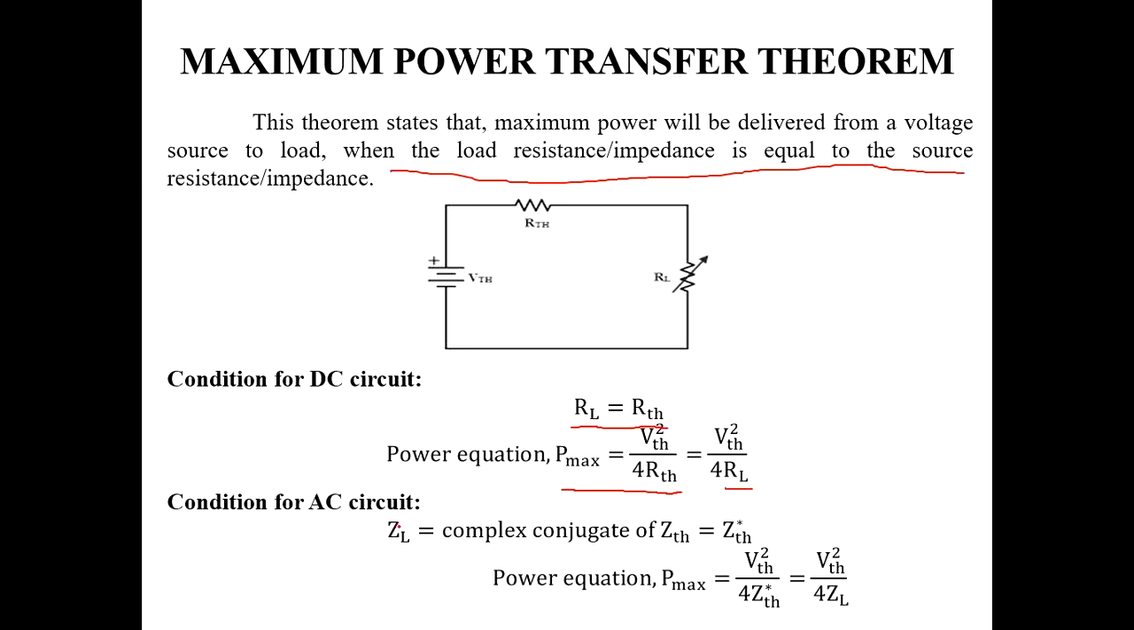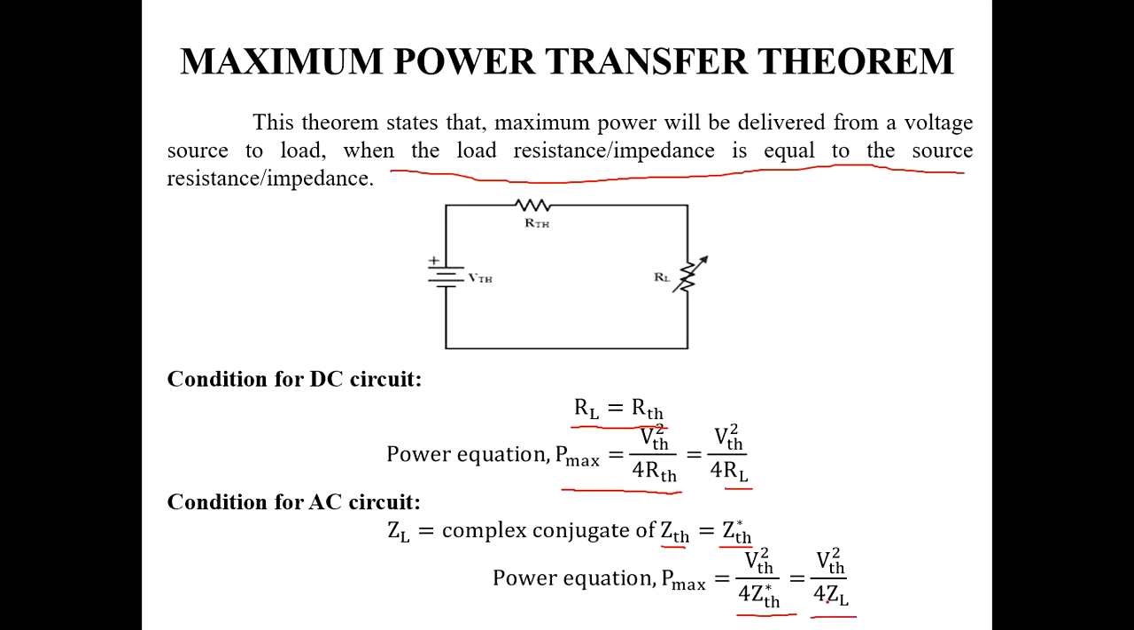Condition for AC circuit, load impedance we can write as the complex conjugate of Z Thevenin, which is equal to Z Thevenin star. We can calculate the maximum power using this equation: V Thevenin squared divided by 4 into, we know that load impedance is equal to Z Thevenin star, that is the complex conjugate of Z Thevenin. We can calculate the maximum power using this equation: V Thevenin squared divided by 4 into ZL.